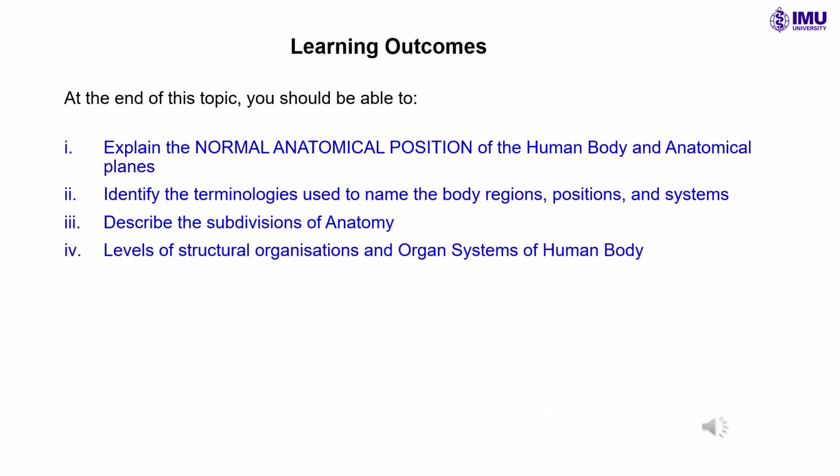At the end of this topic, you should be able to explain the normal anatomical position of the human body and the anatomical planes of the human body, identify the terms used to name the body regions, positions, and the systems of the human body, describe the subdivisions of anatomy, levels of structural organizations and organ systems of the human body.